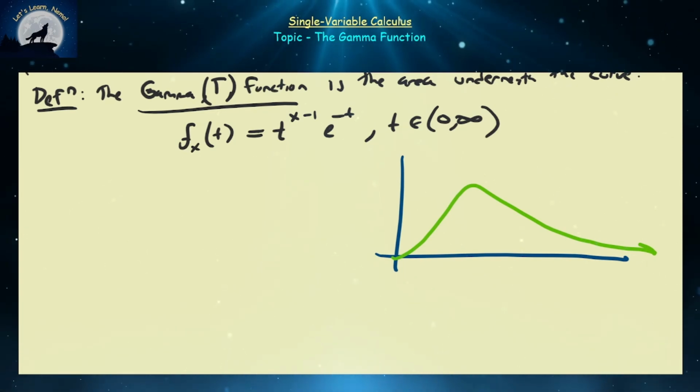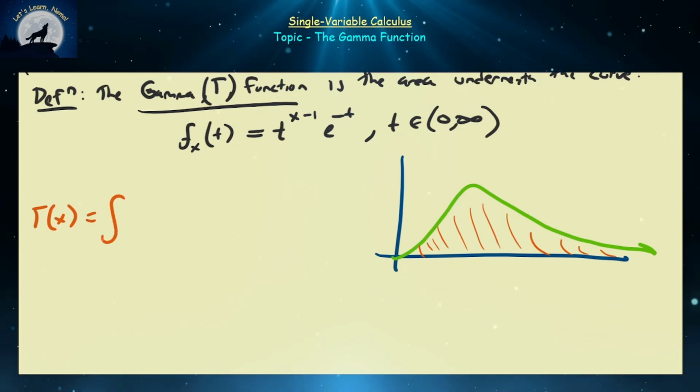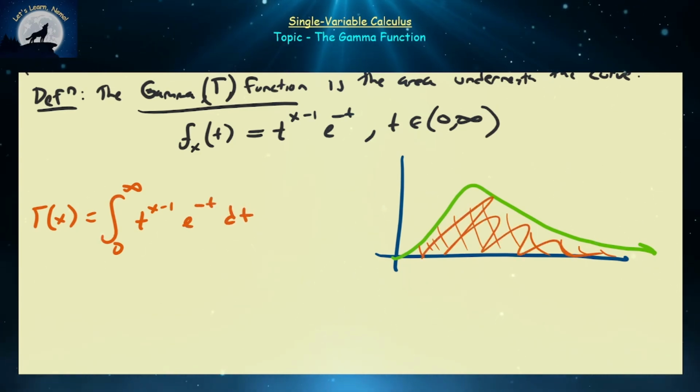Right, so obviously it looks pretty nice, and you might be thinking, okay, if I want to find the area underneath this curve from 0 to infinity, would it have a nice answer? Well, if you know the gamma function, then yes, that answer always has a nice representation. The gamma function is defined precisely as the area underneath that curve, in particular t to the x minus 1, e to the minus t dt. Right. So this area here.